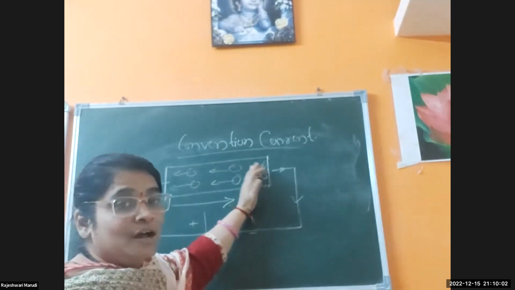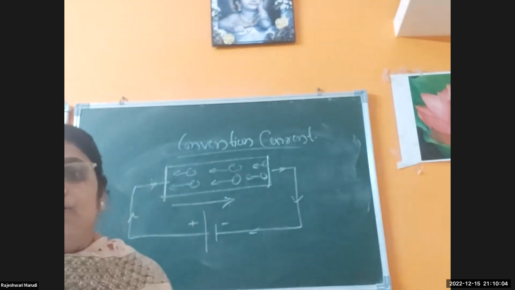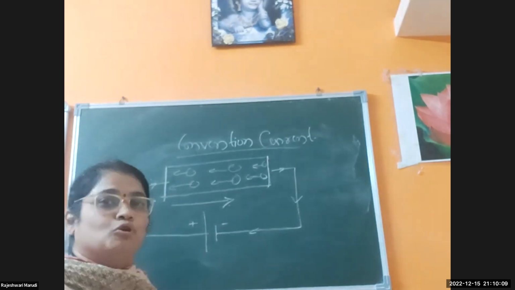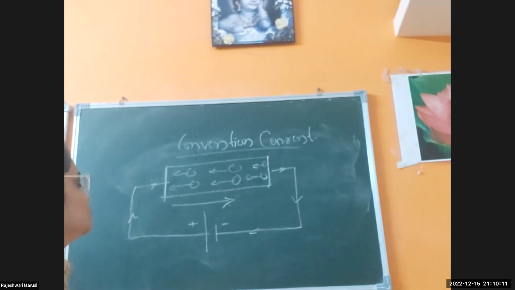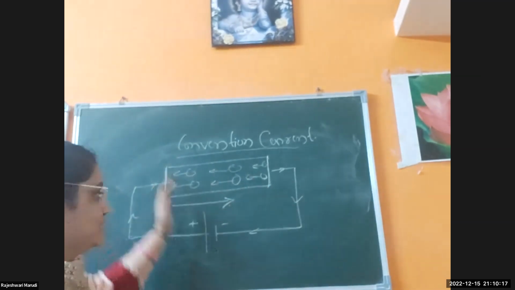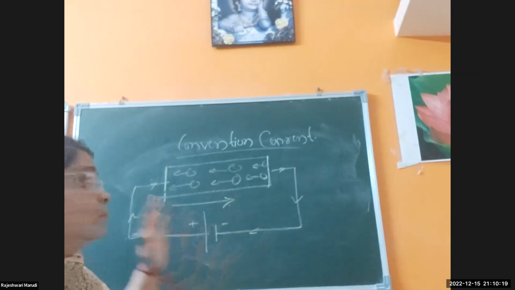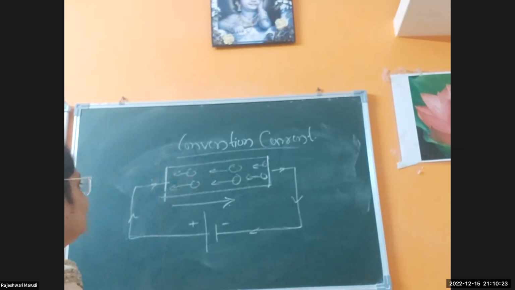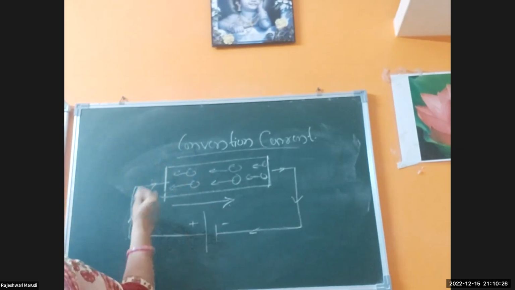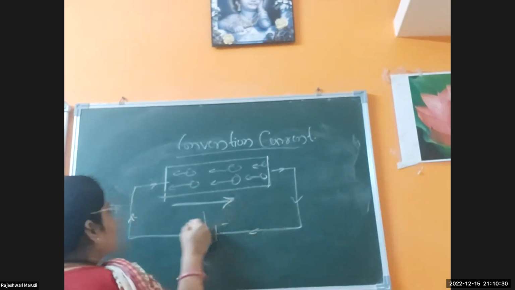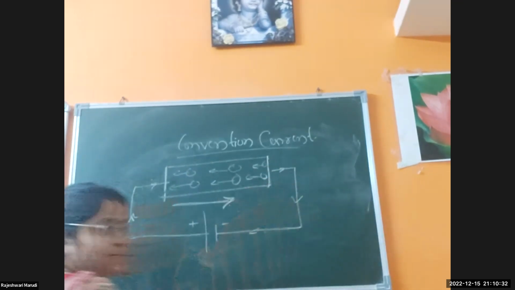It is due to the flow of electrons. So during that time, these subparticles, that is electrons and protons, were not discovered. So the scientists thought that whatever current is flowing in a conductor is due to the positive charges which are present in the conductor. So the conventional current is always from positive to negative terminal.